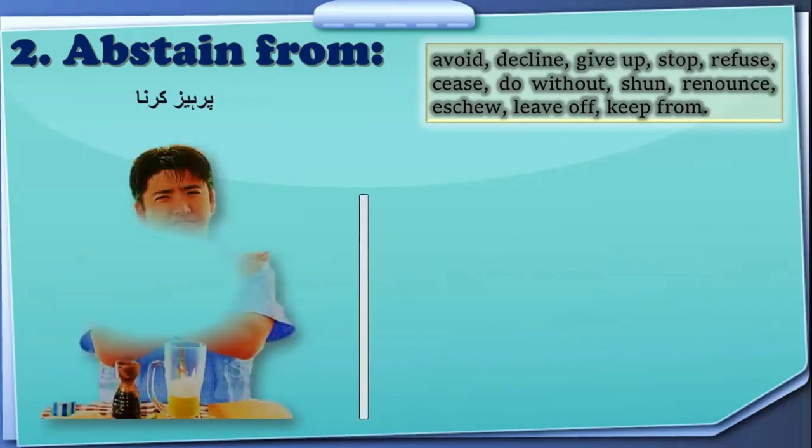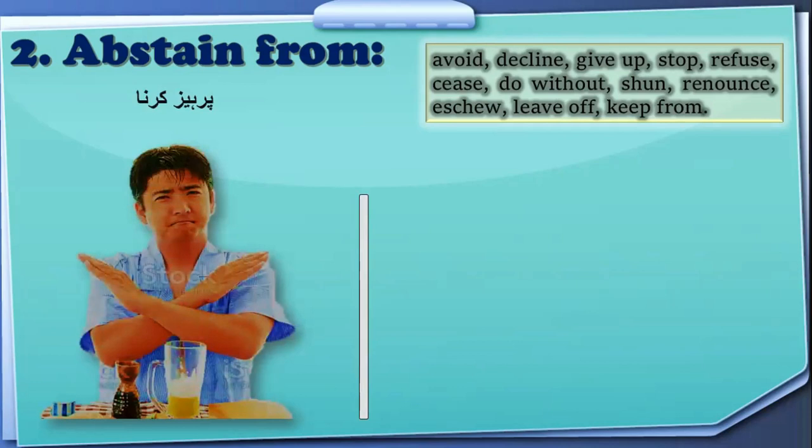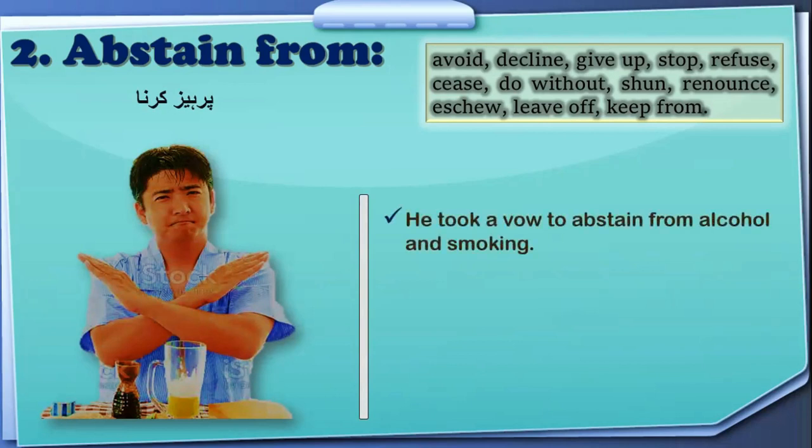As it is there in this picture, this man is vowing to eschew or avoid using these things. So we could use here the sentence: he took a vow to abstain from alcohol and smoking.